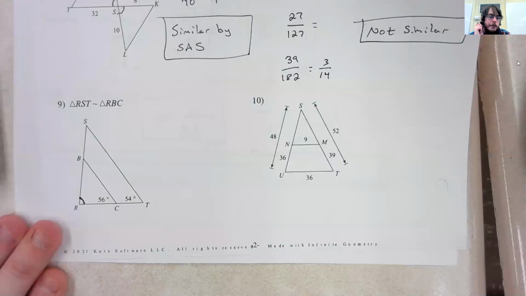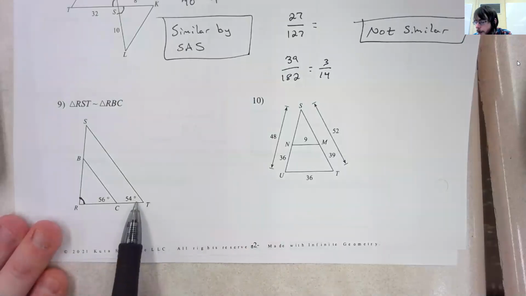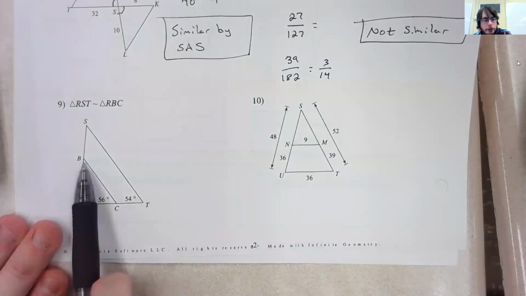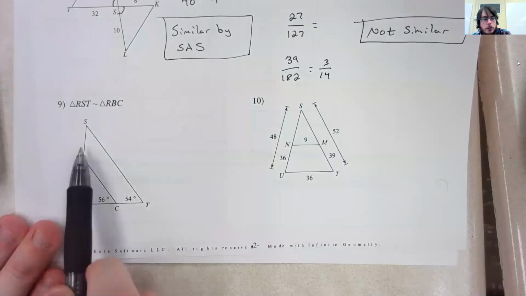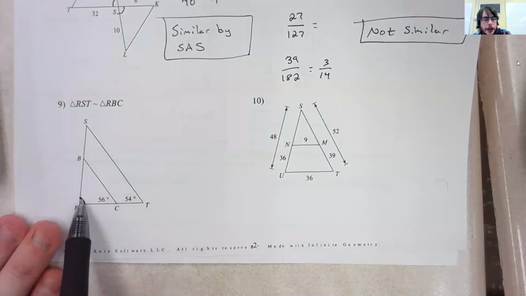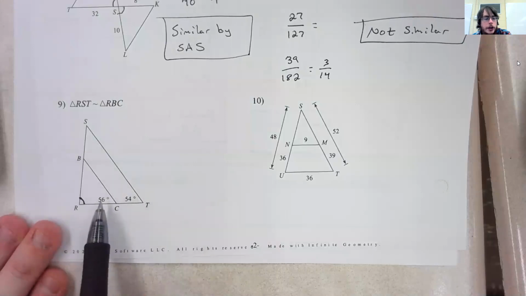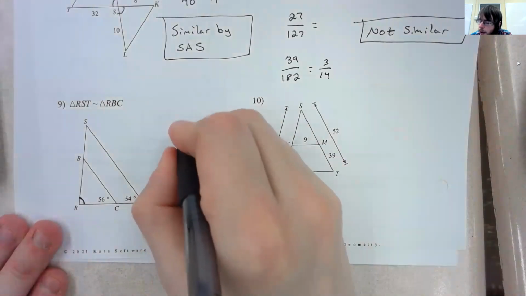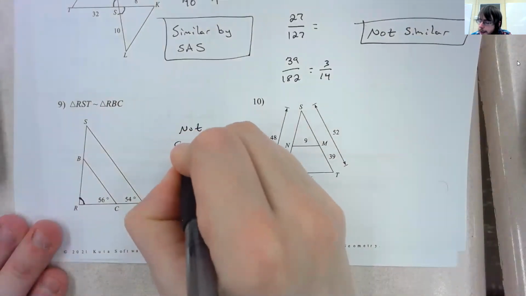Well, let's look here. If you have a 54-degree angle here at T and a 56-degree angle here at BCR, is there any way that you could have these 2 angles be congruent, knowing that this one is the same? And the answer is no. So there is no way possible for us to determine a second congruent pair of angles. So since we can't determine a second pair of congruent angles, we would say this would be not similar.